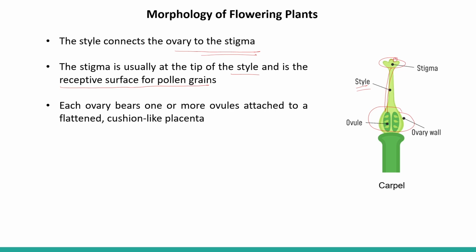Stigma is receptive. Pollen grains fall on it and stick to it, because some chemical substances are there, and those chemical substances also help it to germinate. So each ovary bears one or more ovules attached to the flattened, cushion-like placenta. So here you can see the ovule is there and it is attached to the placenta region.